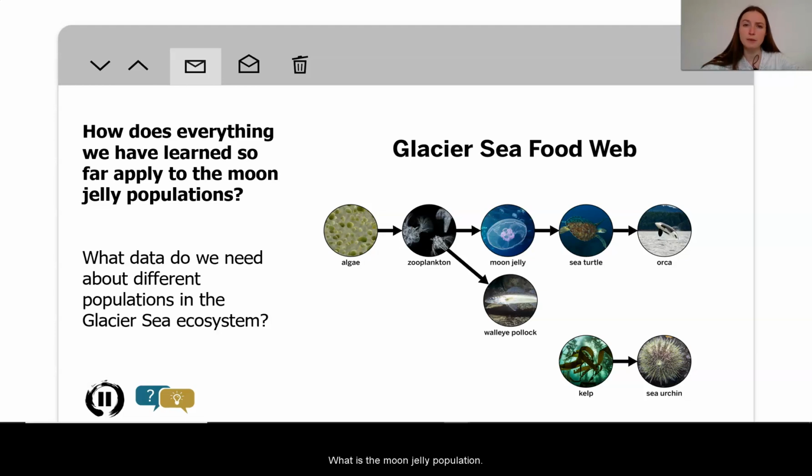What is the moon jelly population eating? What is it being eaten by? How does that help us to know what kind of data we might need to be looking for? Make sure you pause and go ahead and think about this before moving on.